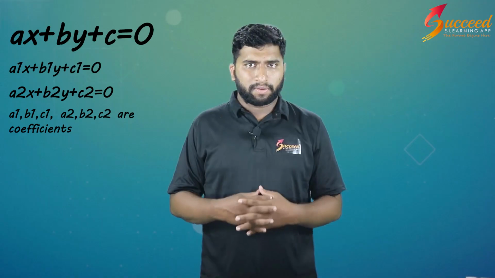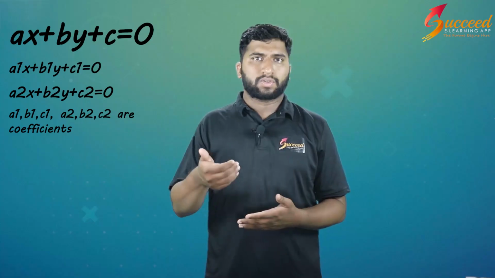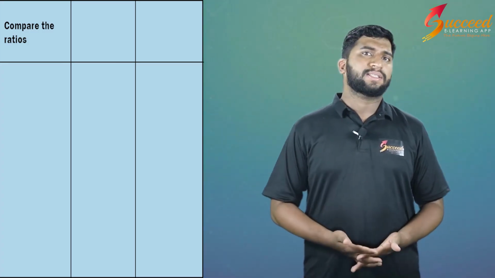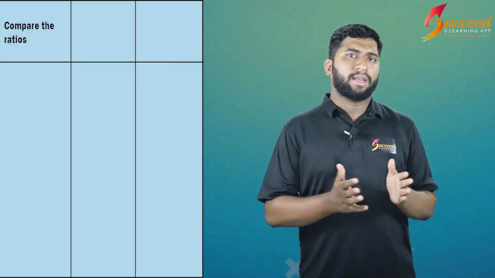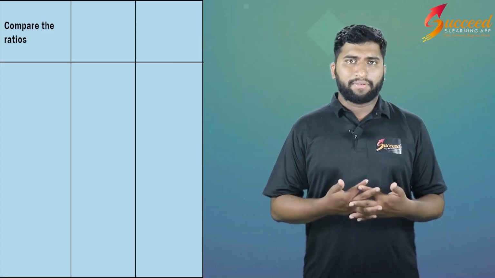Think here, without solving the pairs of linear equations, what we will be doing is using the ratios of these coefficients, we find which type of solutions the linear equations will be having. Sir, how do we get to know about the solutions without solving the sum? As I told you, just by comparing the ratios of the coefficients, we can easily say which kind of solutions the linear equations will be having. For example, here we are having three categories.